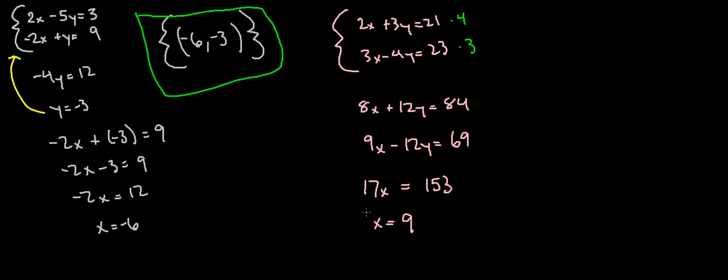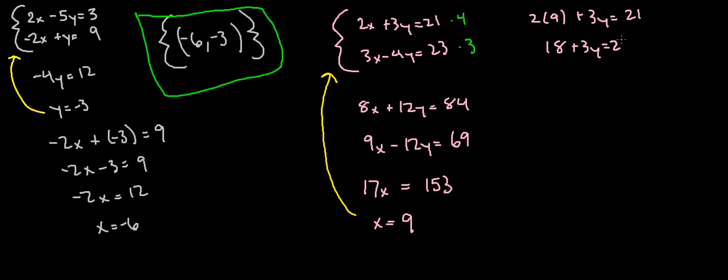Now that I have this 9, I substitute it back into either one of these equations. I will use the top equation since the x is lower. 2 times 9 plus 3y is equal to 21. 18 plus 3y is equal to 21. 3y is equal to 3. Y is equal to 1. The solution for this system of linear equations is 9, 1.